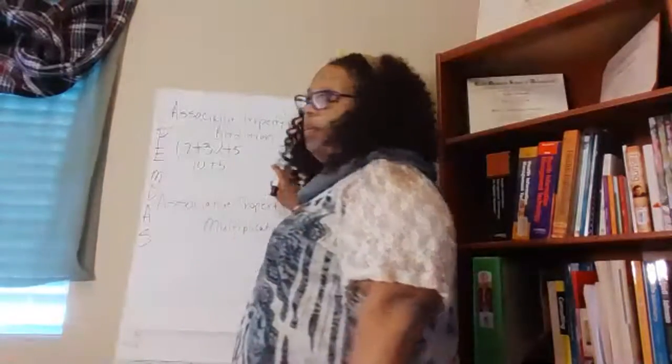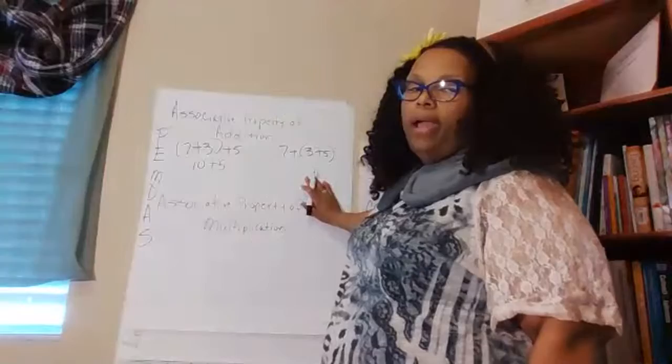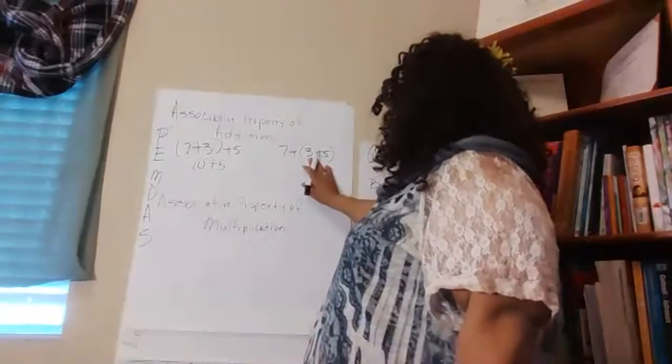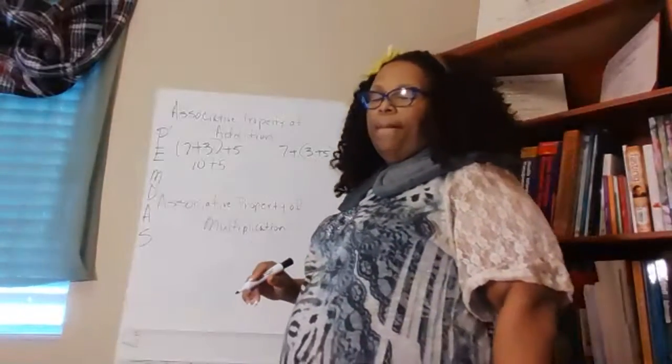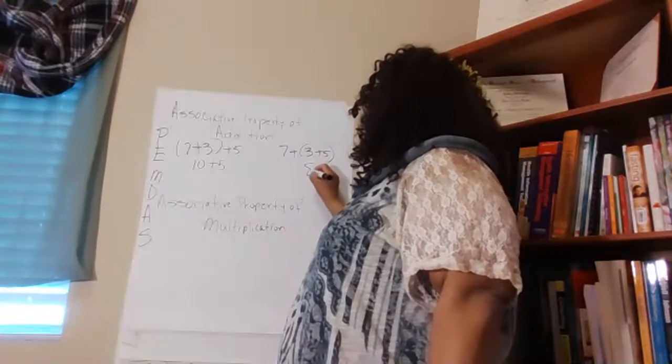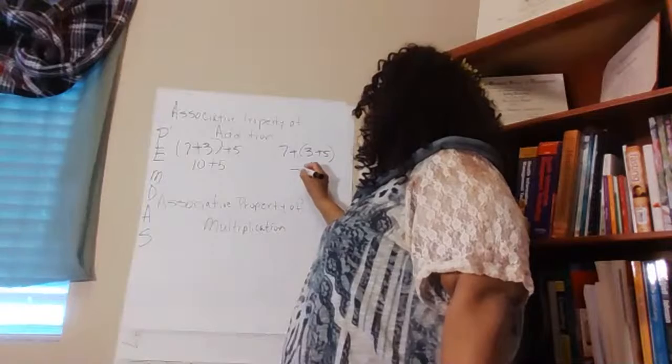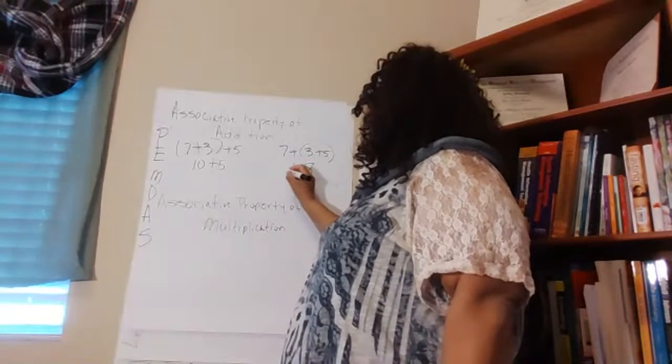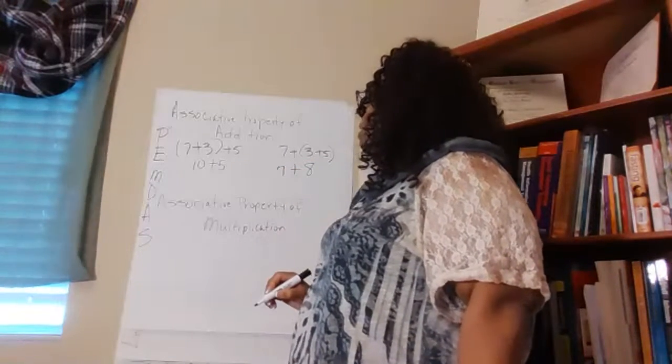Okay, now go to the problem to the right of your paper. The 3 plus 5, how much is that? 8. Okay, so you're going to write 8 under here, and you're going to automatically bring down the plus sign and the 7. Okay?